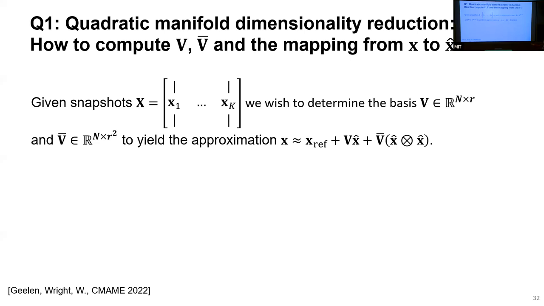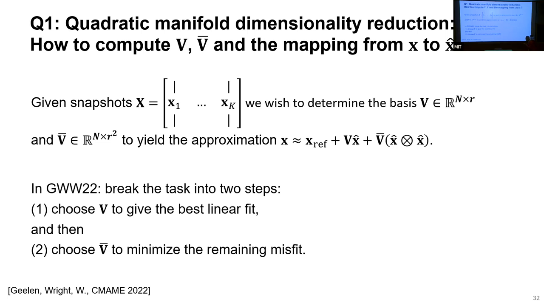So again, given snapshots, here are the snapshots and the snapshot matrix X. We need to determine V, which is N by R, and V bar, which is N by R squared-ish. And this is going to be our approximation. So in this paper, which appeared last year, a collaboration with Steve Wright, who spent some time with us in Austin, we break the task into two steps.